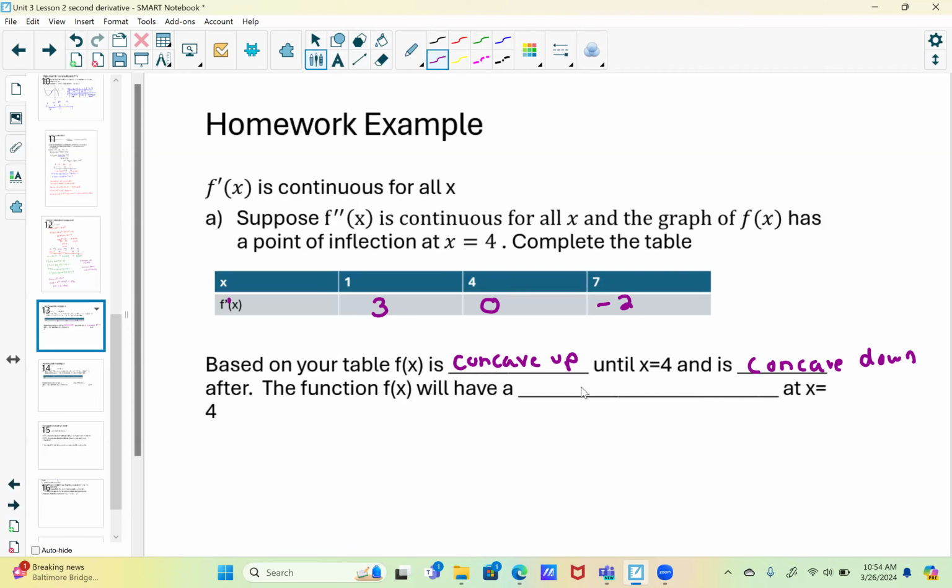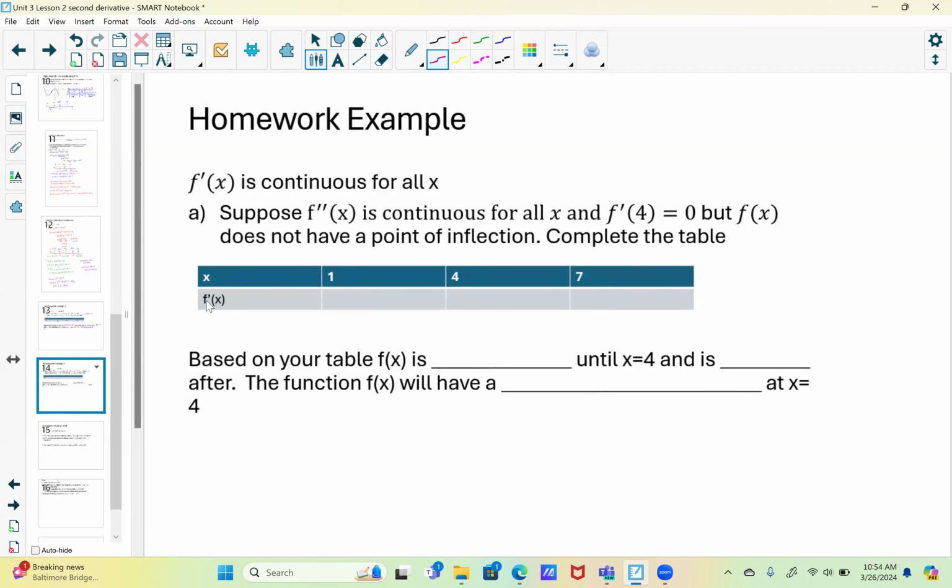After, the function f of x will have a point of inflection at x equals 4. Now, again, just like last time, you could make this negative, this positive, and then you would say concave down until x equals 4 and is concave up after. Okay, one more example.